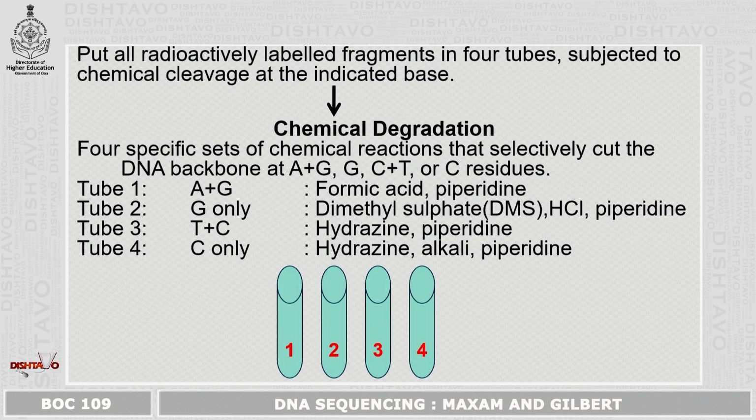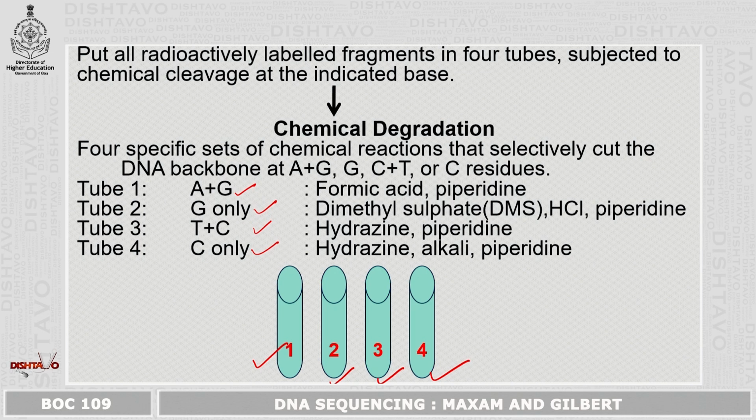Once you radioactively label these fragments, place them in 4 test tubes. Now, these 4 test tubes will be subjected to chemical cleavage. In test tube number 1, the cleavage will occur wherever there is A plus G; in the second, G only; in the third, T and C; and in the fourth, C only. So, for this, specific chemicals are added. In test tube number 1, we have formic acid and piperidine. Test tube number 2, we have dimethyl sulfate and piperidine. Hydrazine in the third one, and hydrazine and alkali in the fourth one.